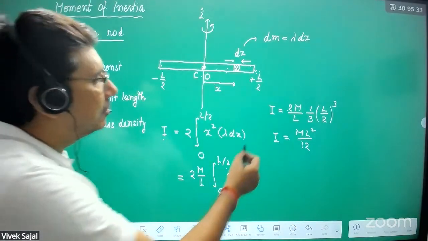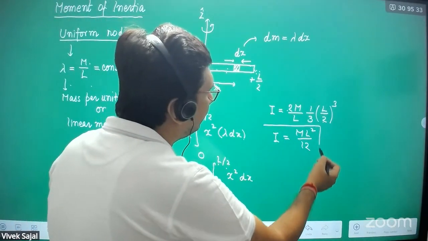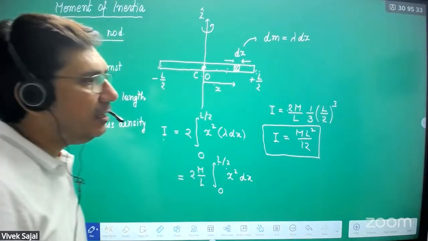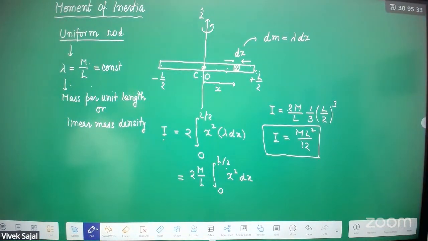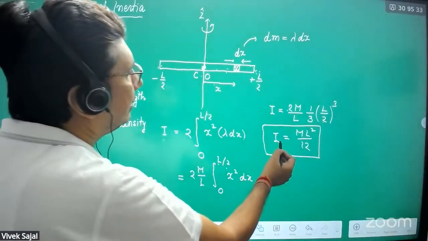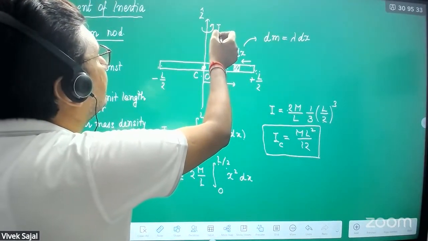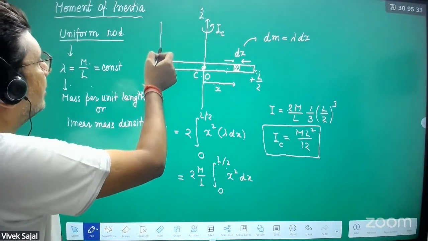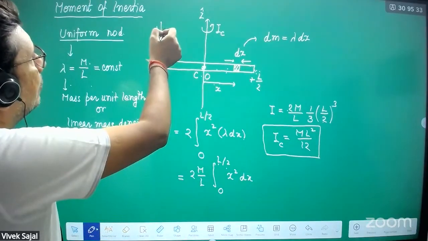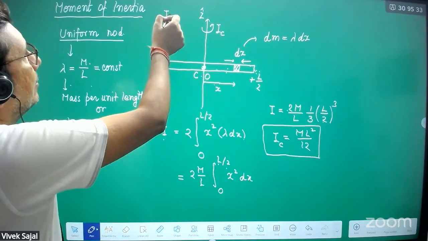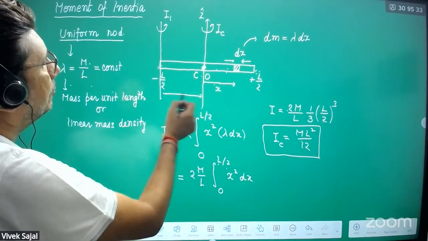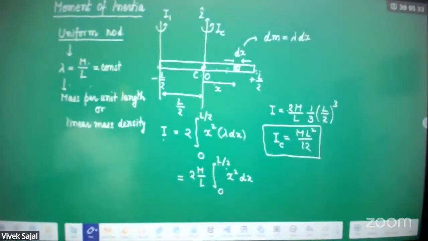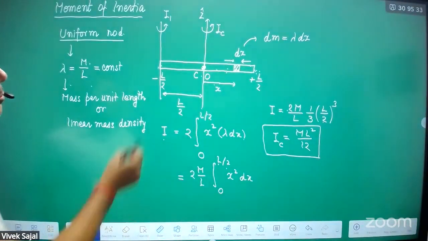So you have to remember this formula. I have already used this formula, but this is the way you are going to calculate it. Next, you can call this IC. If you want to find the moment of inertia about this axis, you are rotating about this, you can call it I1. The perpendicular distance between these two parallel axes is L by 2. So by applying the parallel axis theorem, you can find I1.